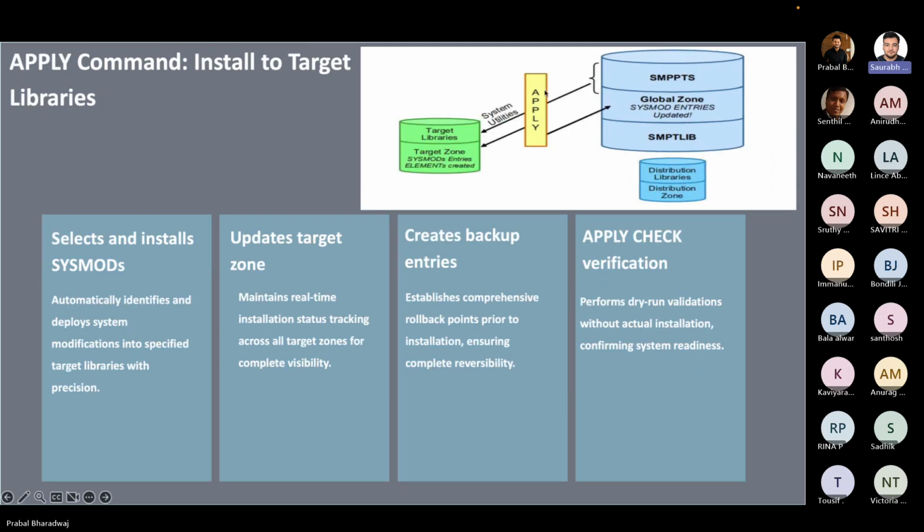APPLY is the phase where system libraries are actually modified. Apply installs SYSMODs into the target libraries, the libraries the system actually uses. Load modules are updated, macros are updated, CSI is updated in real time. SMP copies the elements from the staging datasets we just explained into the target libraries. At this moment, distribution libraries are still untouched.